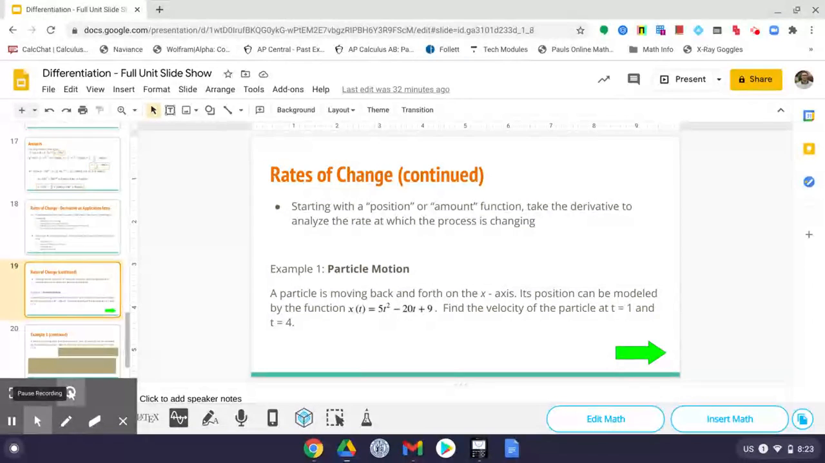The position of the particle is modeled by this function, x of t equals 5t squared minus 20t plus 9. That means that for whatever time t, whether it's in seconds or minutes or hours, this problem doesn't tell us that, and a lot of these particle motions don't, so that's okay. Whatever t value we plug in, we will get an output. That output will be the x value that it is currently on as it moves through the x-axis back and forth, back and forth. So that's what that tells you. That's the position function of the particle. Plug in a t value, you get an x value out. That's the x value that the particle is currently at. What we want to do is find the velocity of the particle at t equals 1 and t equals 4.